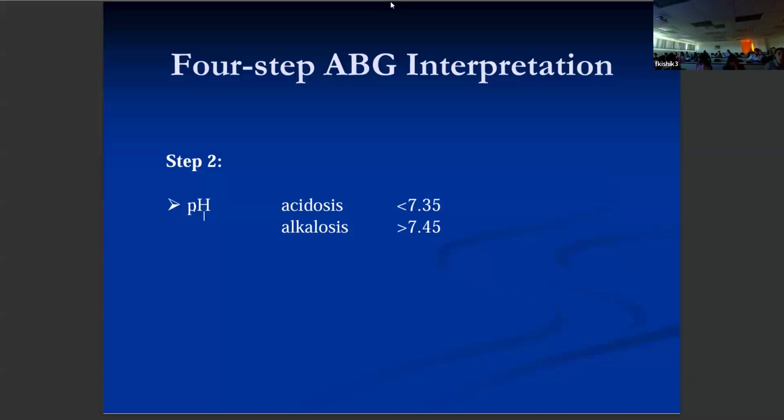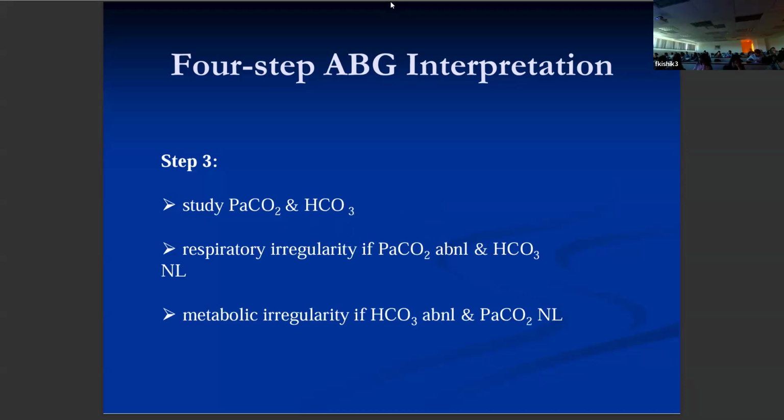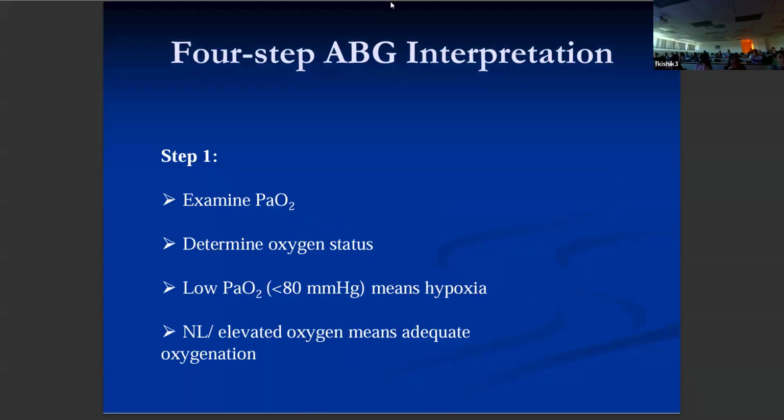So again, we look at our oxygen. Okay, then we look at the pH. 7.35, below that is acidotic, above 7.45 is alkalotic. Everybody's good with that? Then we have to look at the bicarb and the CO2 together. Respiratory irregularities will have an abnormal CO2 with a normal bicarb. Does that make sense? Good with that? Abnormal CO2, normal bicarb is a respiratory problem.